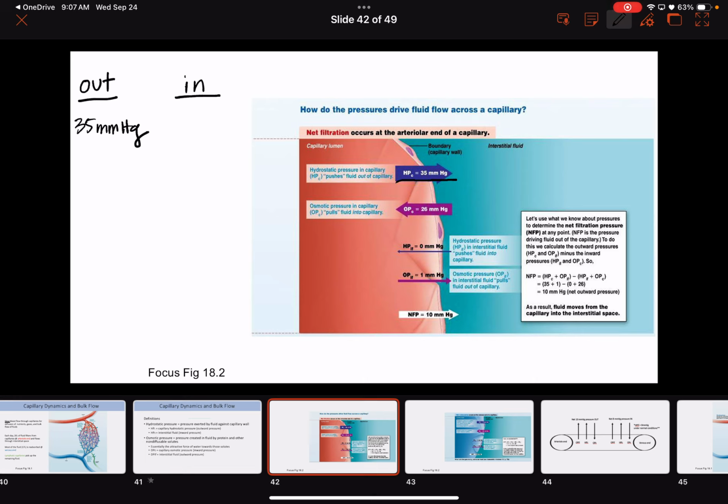Hydrostatic pressure of the interstitial fluid from the outside to in, that's going to be about 0, because again, the interstitial fluid on the outside of the capillary is not moving in any one direction, and so it doesn't really apply any force to the capillary from the outside. That is an inward pressure, but that inward pressure is about 0. And again, this is my HPC, and this is HPIF.